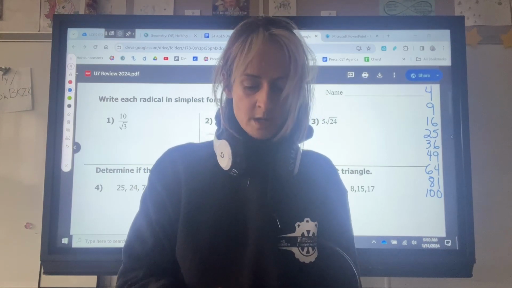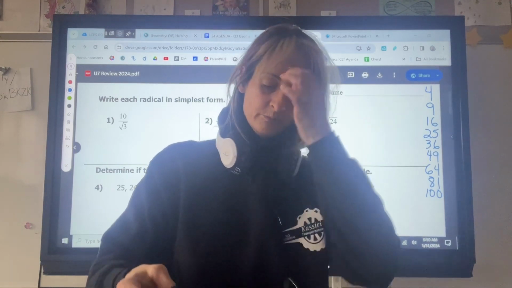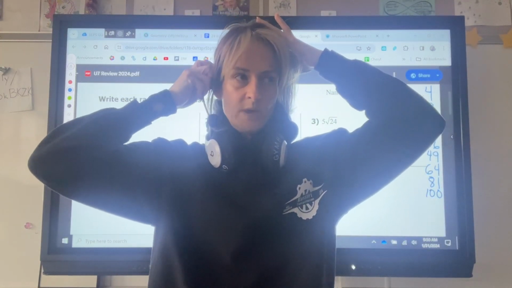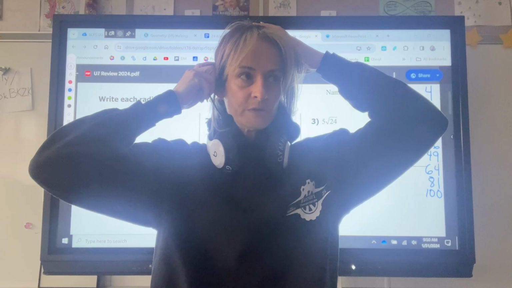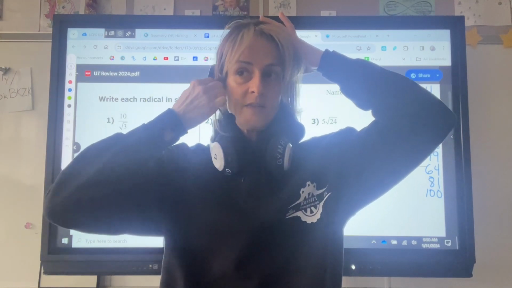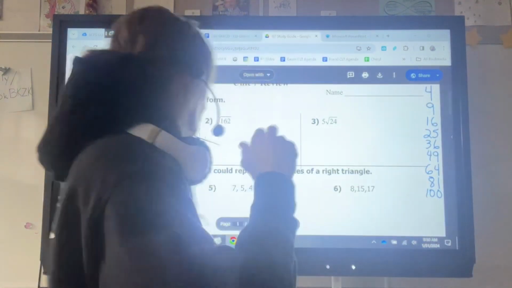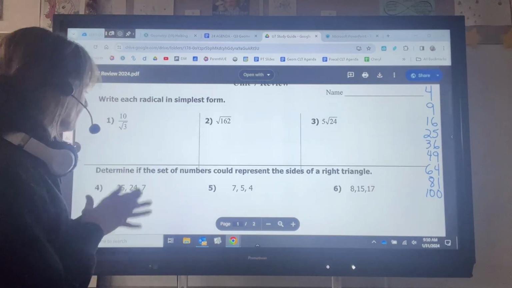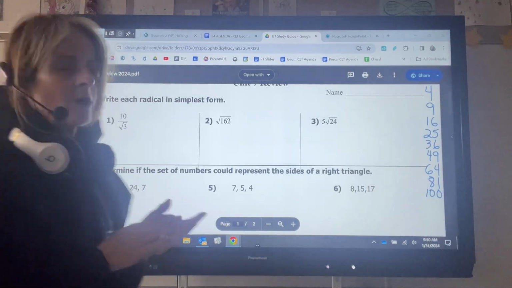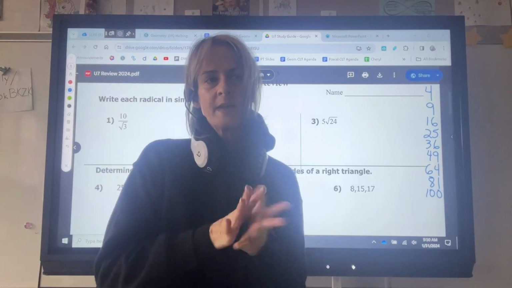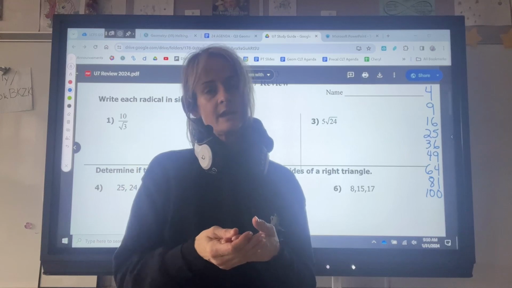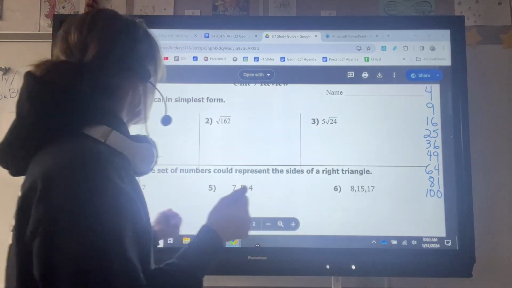here we go. We are going to do some review for our right triangle unit in geometry. We're going to start with simplifying radicals, quick review, and then we're going to look at a couple problems to determine, using the converse of the Pythagorean theorem, if when we have the three lengths of a triangle, they can form a right triangle. So here we go.